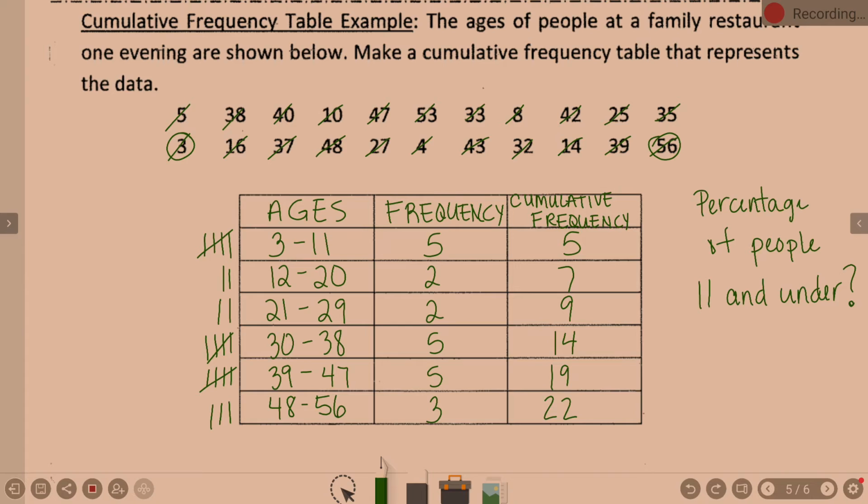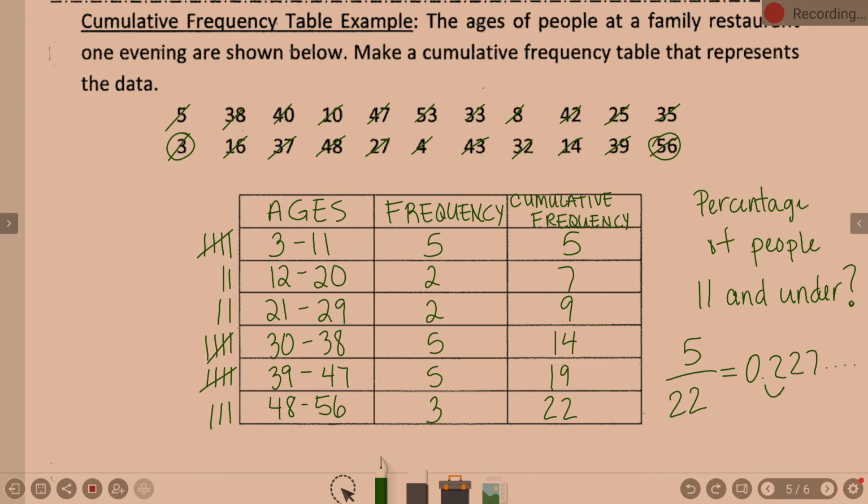Okay, real quick so you're a little prepared for this, okay? There's some questions in homework about percents. For instance, percentage of people 11 and under. Okay, well, we had how many people 11 and under? 5. Out of how many total people? 22. So if we turn that into a percentage, if I do 5 divided by 22 on the calculator, I get 0.227 something something something. How do I turn a decimal into a percent?